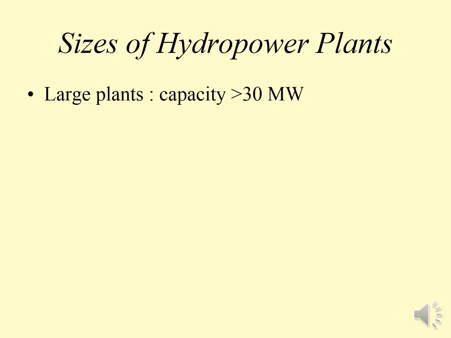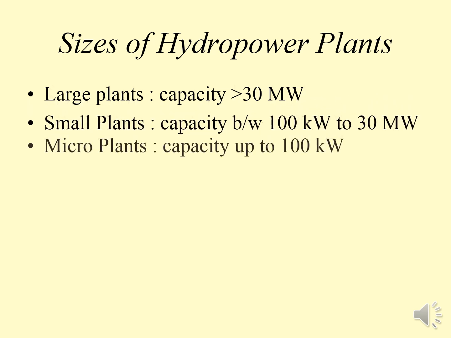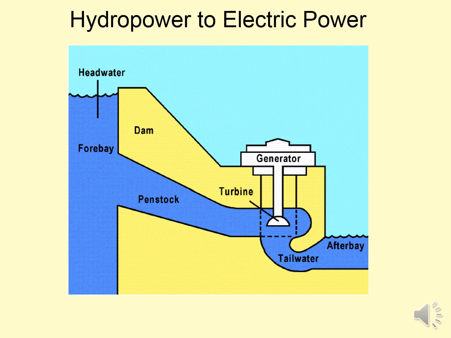So, size of hydropower plants. When can I say it is a large plant, small plant or a micro plant? So that is given here, hydropower to electrical power, how it is written. So the head of water, this is called a forebay, where the water is going to enter. So this is the dam, this is the turbine, generator, tailwater, that is after the forebay. The penstock is going to pass the water to this. So the potential energy is available here.